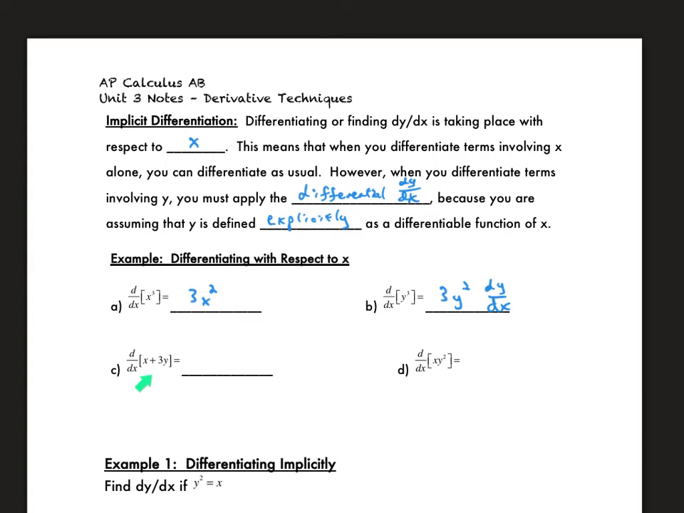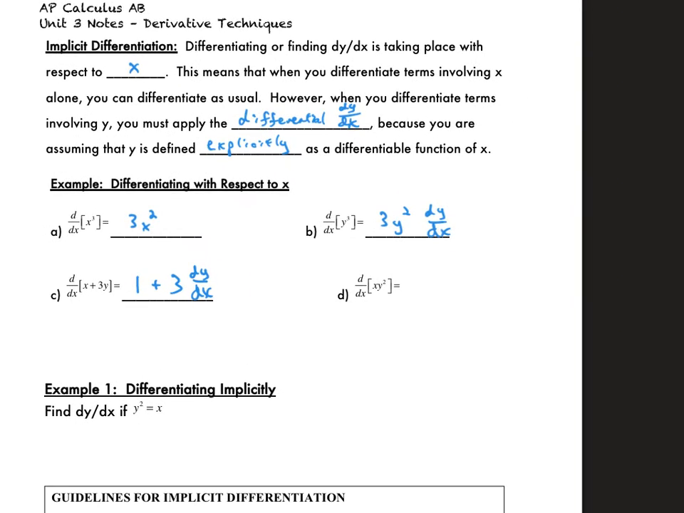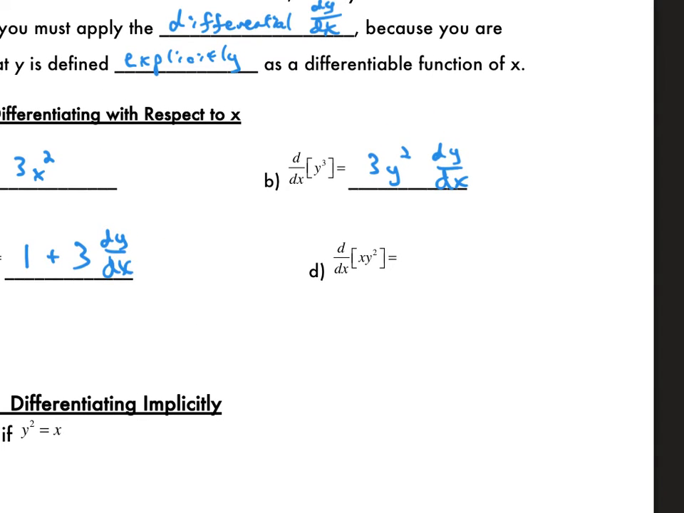So let's take a look at this one right here that has a mix of terms. Now, fortunately, they're being added, so that shouldn't be too much trouble. The derivative of x is 1, and the derivative of 3y is just going to be 3, but I tack on dy over dx.